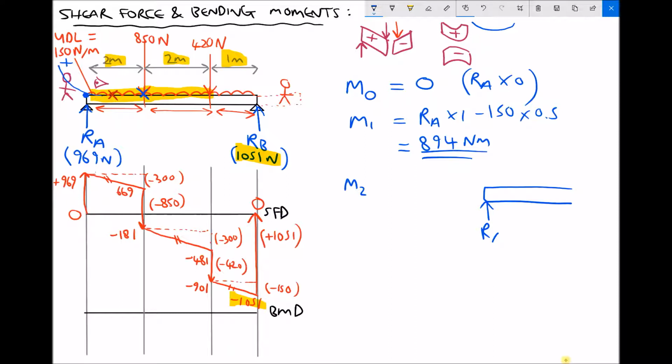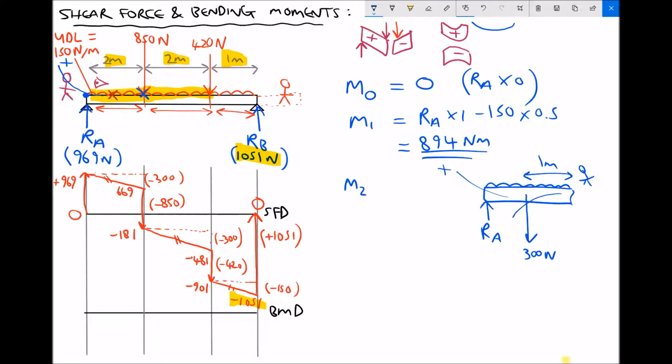We have RA causing positive bending because we're stood here, we're looking left, and RA is trying to bend the beam upwards, positive bending. But we then have 2 meters of UDL. 2 meters of UDL has an equivalent weight of 300 newtons, but we would need to place that in the centre of that 2 meter section. So the distance this time here is 1 meter.